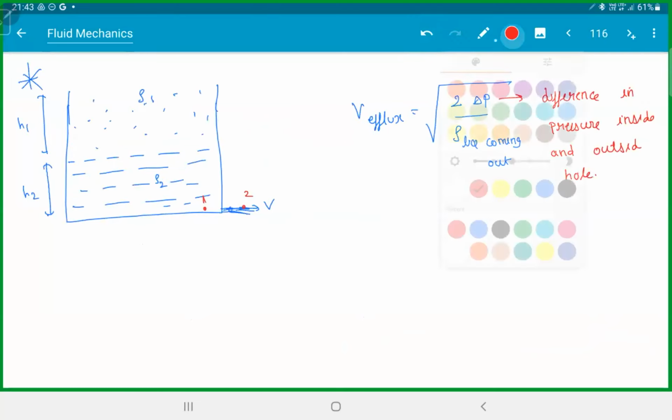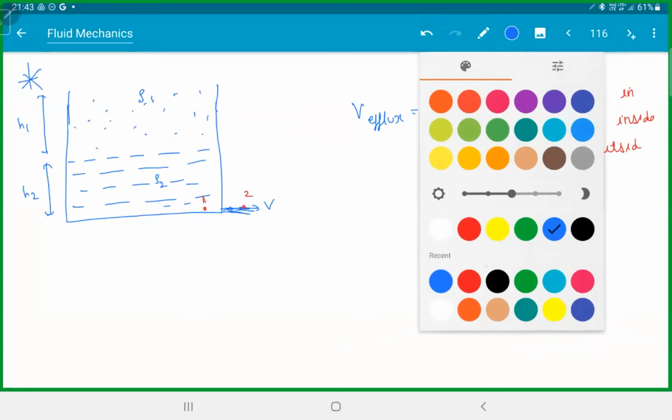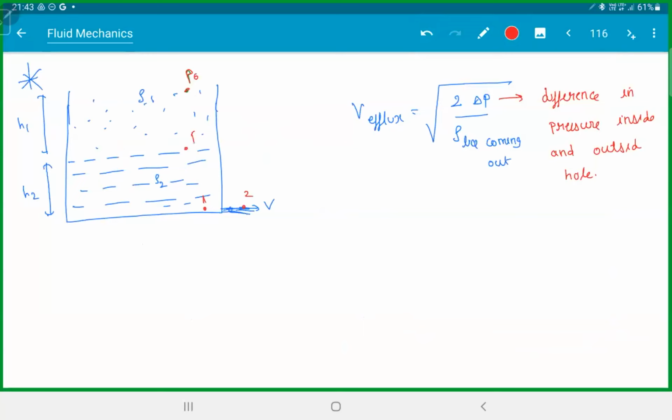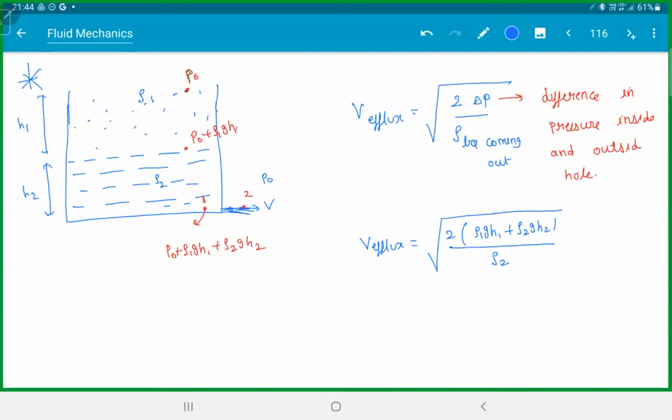So in our scenario, what will be the delta P? What will be the pressure there? You have the pressure P naught here. Here the pressure is P naught plus rho 1 g h1. The pressure here will be P naught plus rho 1 g h1 plus rho 2 g h2. No? So the velocity of efflux for this formula will be simply root over 2 times the difference in pressure, outside is P naught, so rho 1 g h1 plus rho 2 g h2, divided by the liquid which is coming out, rho 2. Easy.